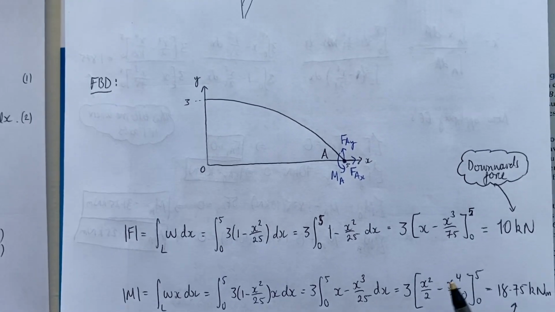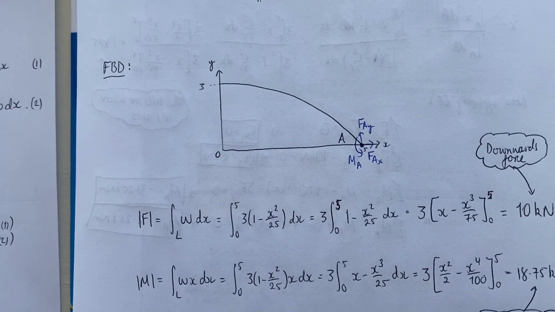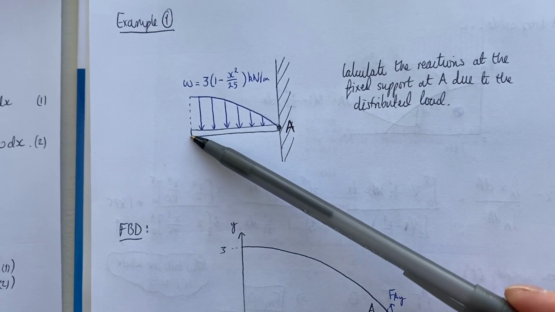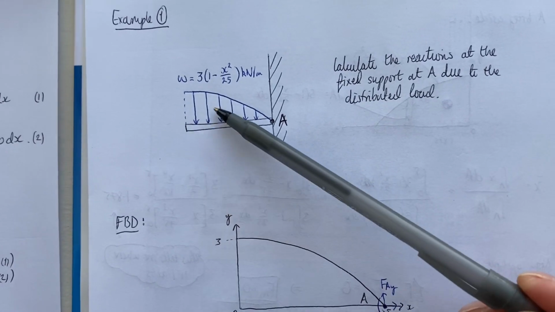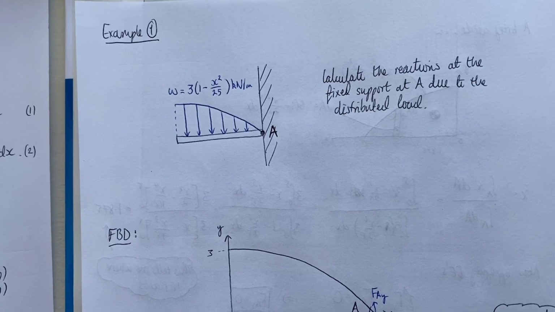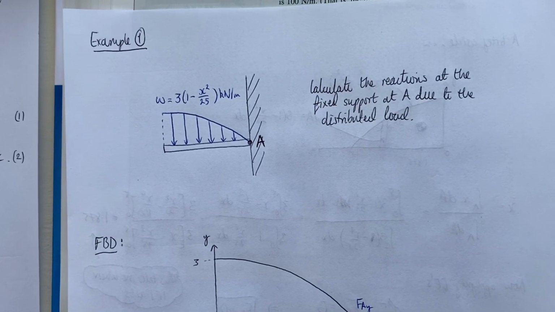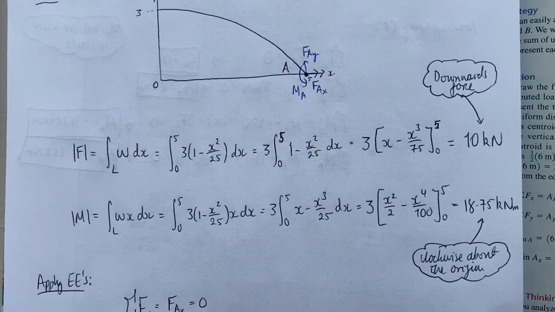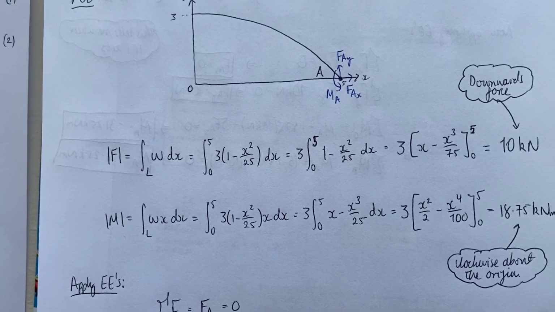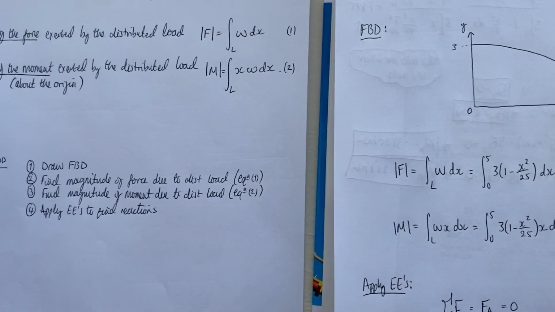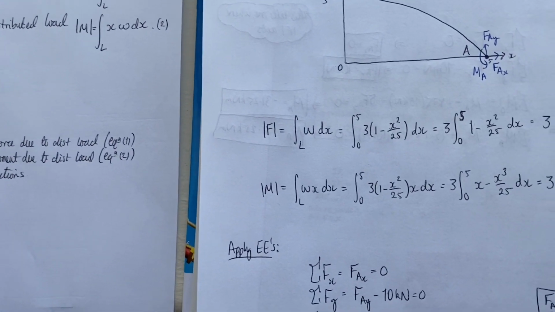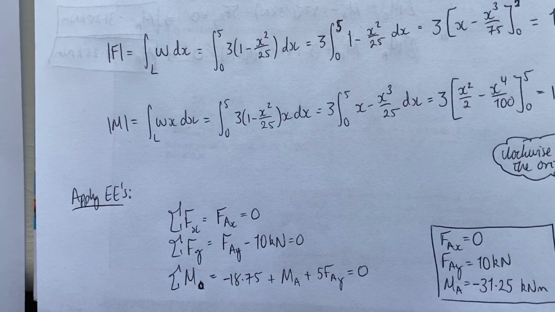If we're finding the magnitude of the moment about the origin using this equation, with the origin over here, we're going to get a clockwise moment, right? So when we evaluate our moments, we need to remember that this is a clockwise moment and therefore will be negative in our equilibrium equations. The final step, as we said over here, was to apply the equilibrium equations to find the unknown reactions, and that's what I've done down here.